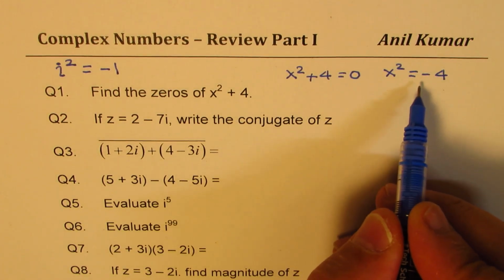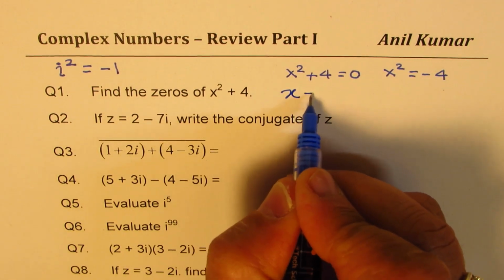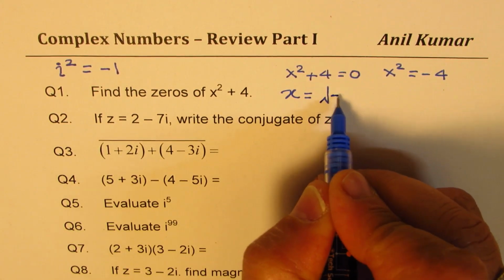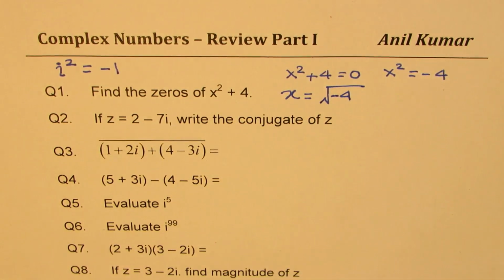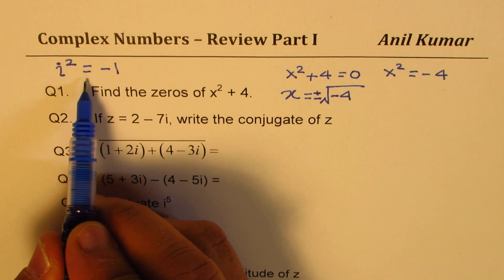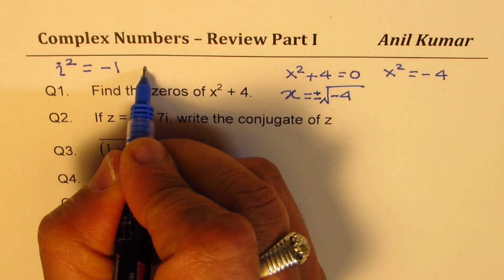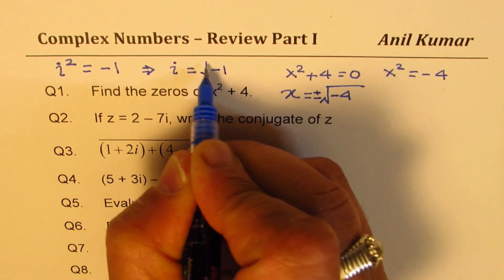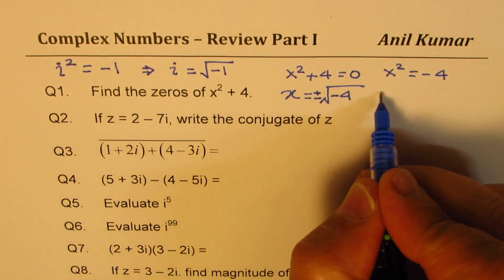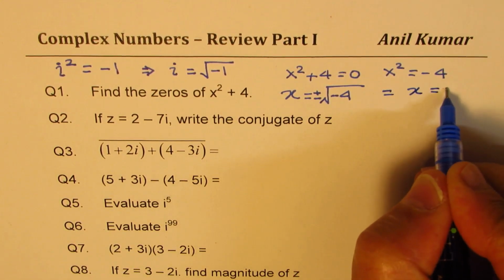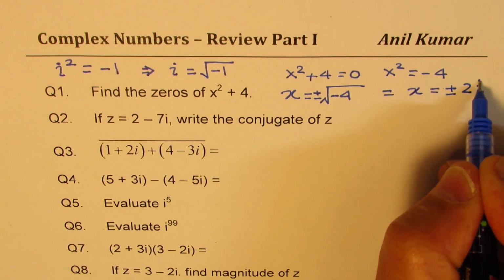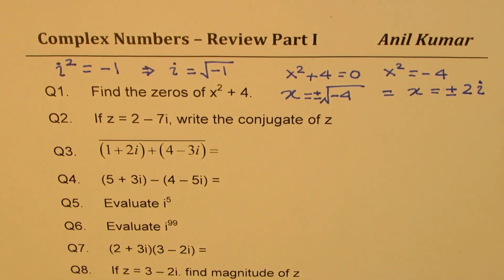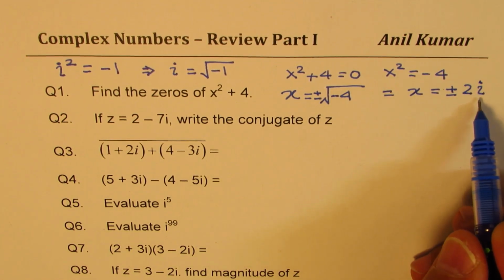So now, x squared equals minus 4, we can write x as square root of minus 4. Whenever you take a square root, you have to take both positive and negative. These are the conjugates, right? Now, when I say i squared is minus 1, it really means that i is equal to square root of minus 1, correct? So that gives you the solution as x equals plus minus 2i. So this is a pure imaginary number, plus minus 2i, correct?